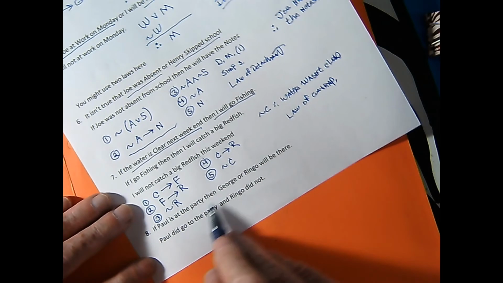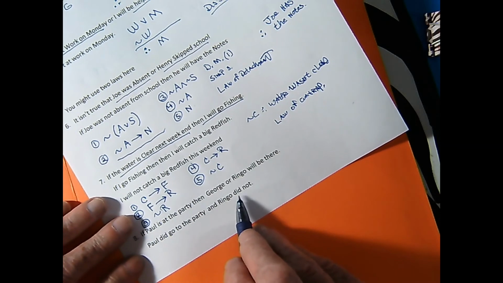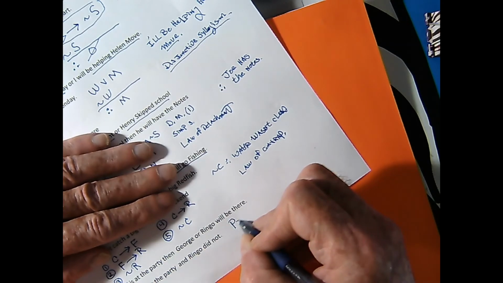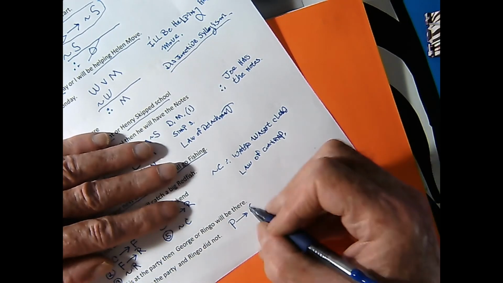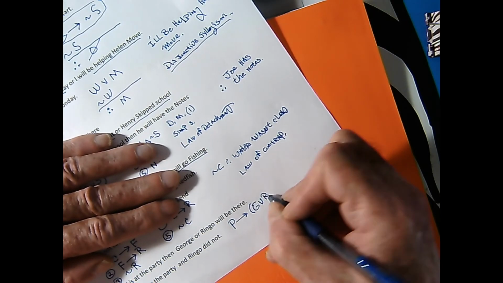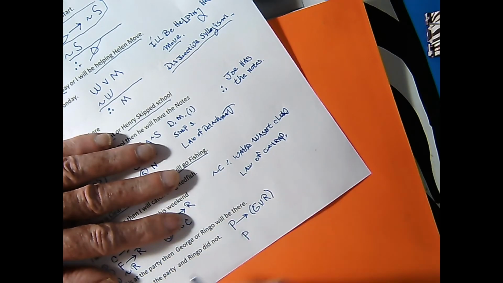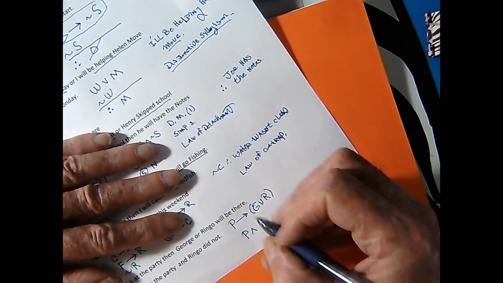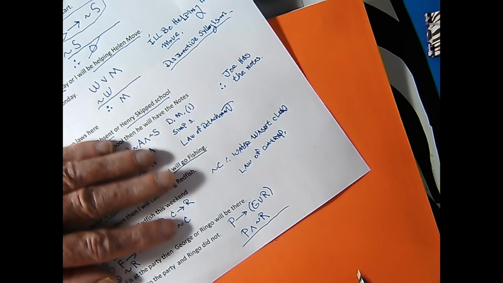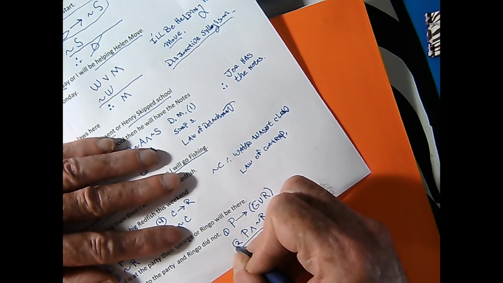If Paul is at the party, then George or Ringo will be there. Paul did go to the party, and Ringo did not. If Paul goes to the party, this is a conditional, then George or Ringo will be there. Paul did go to the party, and Ringo did not, R. We'll probably have a little chain of logic here. Let's work with statement 1 and statement 2 and make some decisions.